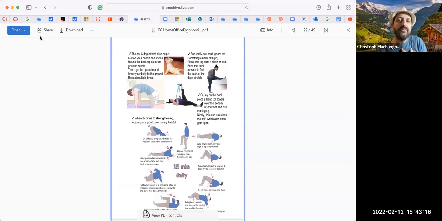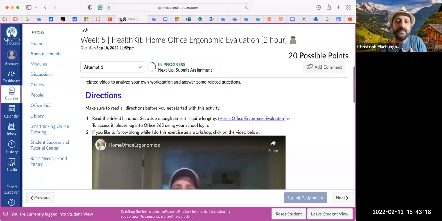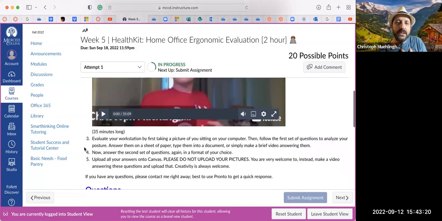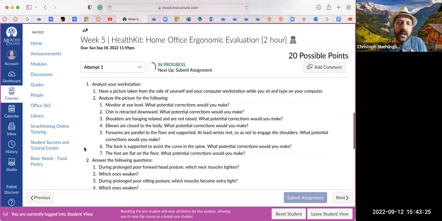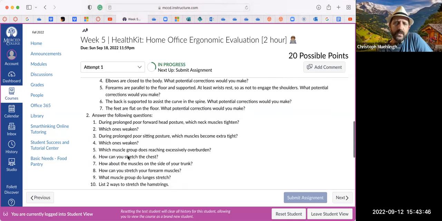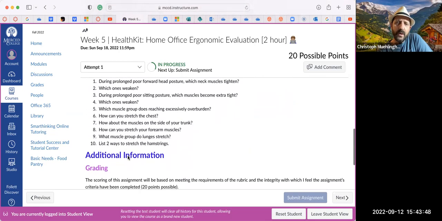After you work through this handout, I want to make sure you answer these questions about your own workstation. You evaluate your own workstation. Ideally, you take a picture of it and look from the side. Is your elbow elevated? Is your head straight? Is your monitor at eye level, or is it down? What's going on with that? Answer all these questions here.